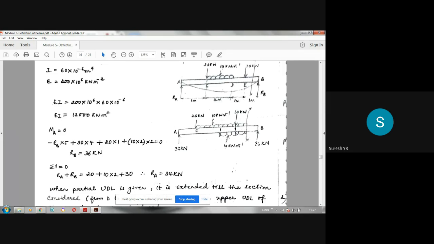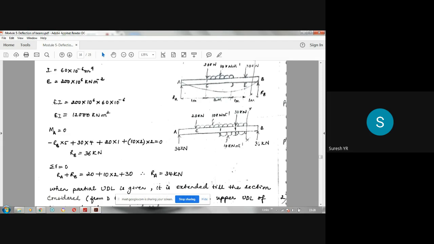See here, this diagram you see. So actually UDL is there only between C and D. Now what I have to do is, I have to extend that UDL from D to this XX. From this point to this point I have to extend. So once you extend that UDL, now the load will change. The force will change now. To nullify that effect, you have to introduce another UDL in the upward direction from the same point to this point.